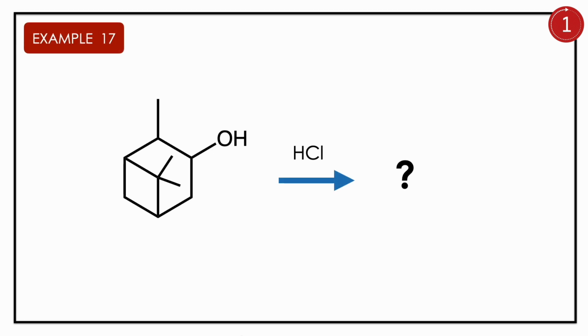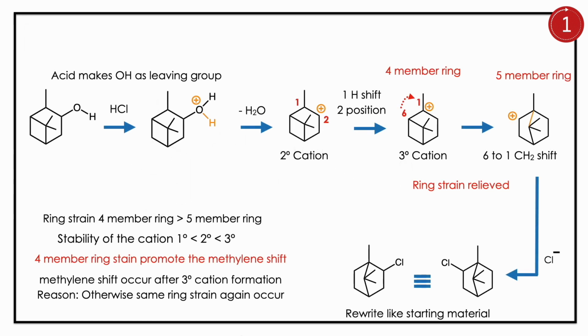Next, example 17. You have a pinene architecture with an alcohol, reacting with HCl. You should find the final product. As we have seen already, when alcohol and acid react, the acid makes the alcohol a good leaving group, as water. So the first step is H plus and OH reaction, H2O elimination. Then you have a cation. The cation formed here is a secondary cation. Then it is converted into a tertiary cation.